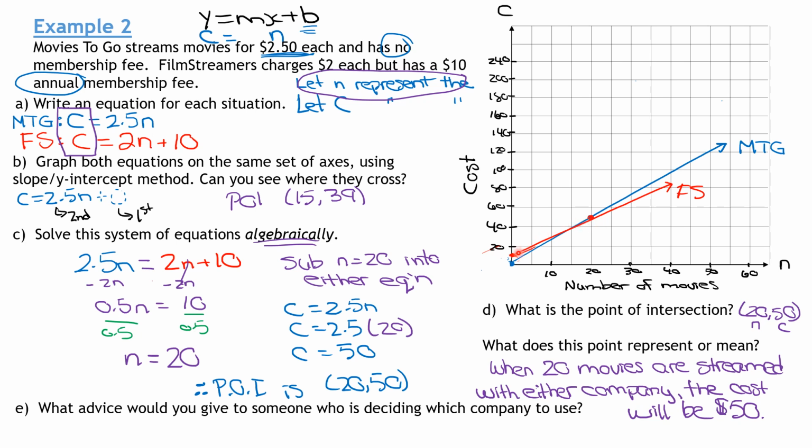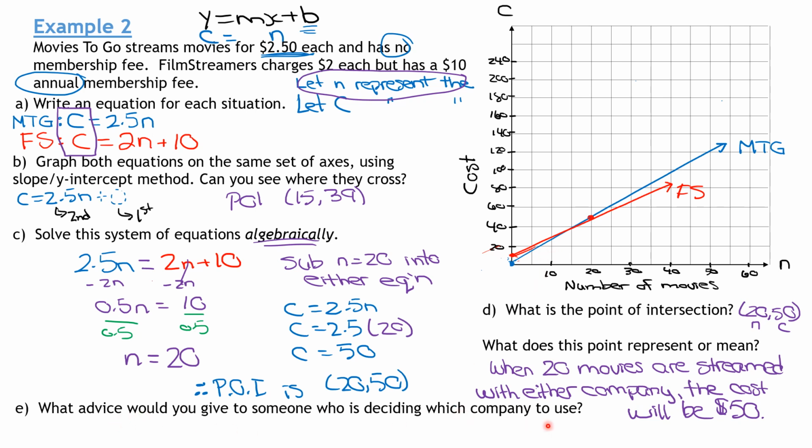But if they're watching fewer movies, if they're only watching 5 movies a year, then the lower line here is the blue one. So they always switch after the point of intersection. Whichever one was cheaper becomes the more expensive at the point of intersection. So if they're watching less than 20 movies per year, then they're going to pick the blue line because it's lower. They're going to pick Movies to Go.